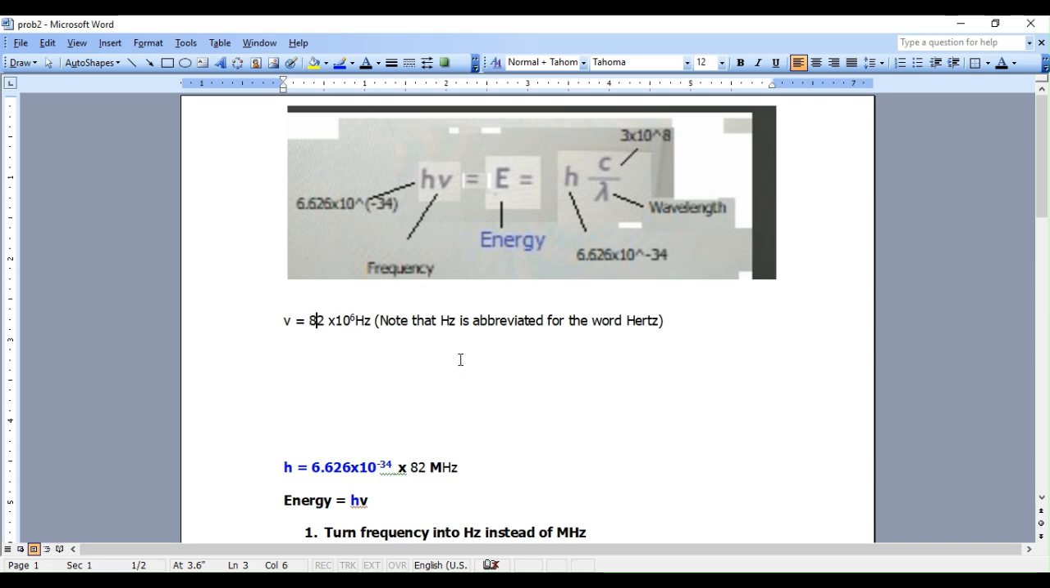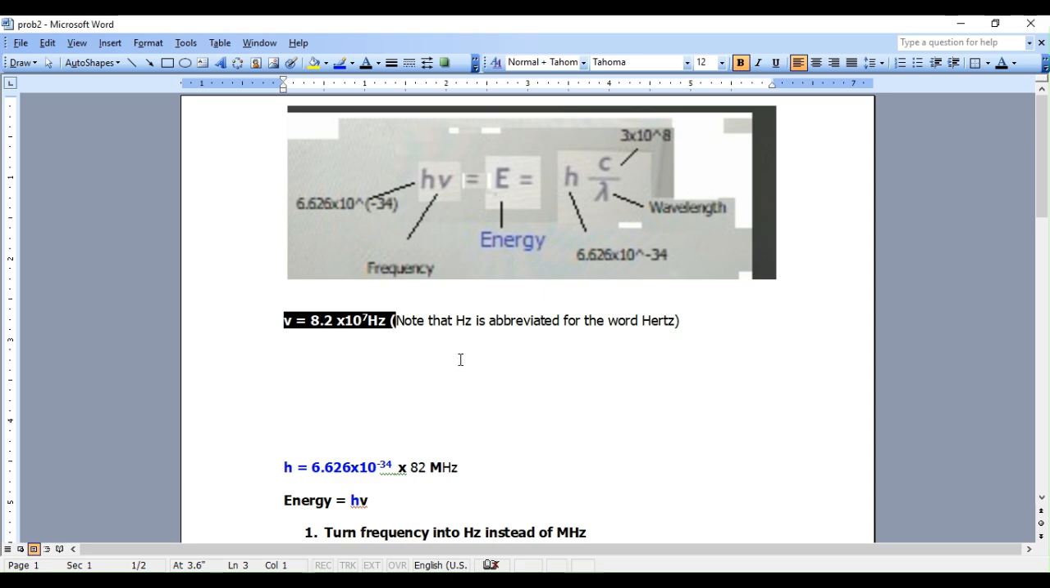Now, for scientific notation, we have to have the decimal after the first digit, after the 8 in this case, but here it's after the 2. So I have to make 82 into 8.2 times 10 to the something. If I move the decimal one place to the left, am I going to add 1 or subtract 1 to the exponent? I'm going to add 1, so it's 8.2 times 10 to the 7th. There, now I've got my frequency in hertz.